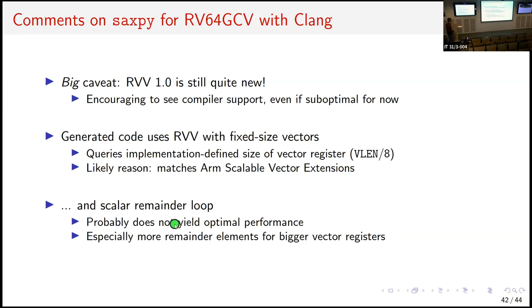So the scalar remainder loop, of course, I mean, it works. That's what the compilers have been doing for the past years of compiling for SIMD extensions. It probably does not yield optimal performance, and especially the bigger the vector registers are getting, the longer our scalar remainder is at some point going to be. But that's still work in progress, so I expect at some point the compiler will maybe generate better code, at least for those simple examples where you can exactly understand and more or less transform this for loop into a while I have elements to process left.